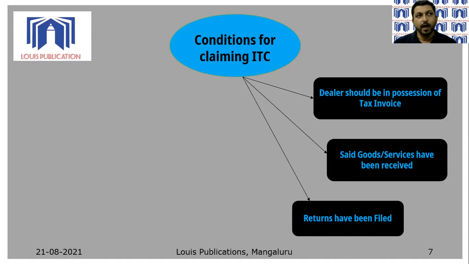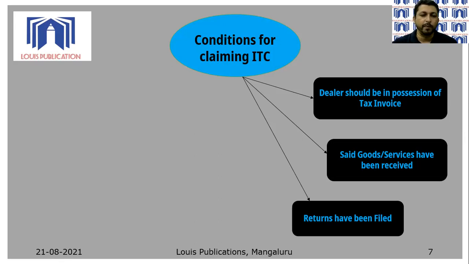For example, there is an inward supply, say from my supplier worth 1 lakh rupees, and I have paid GST at 12%. That is 12,000 rupees GST has been paid. The same goods, let's say I am selling it to my customer.